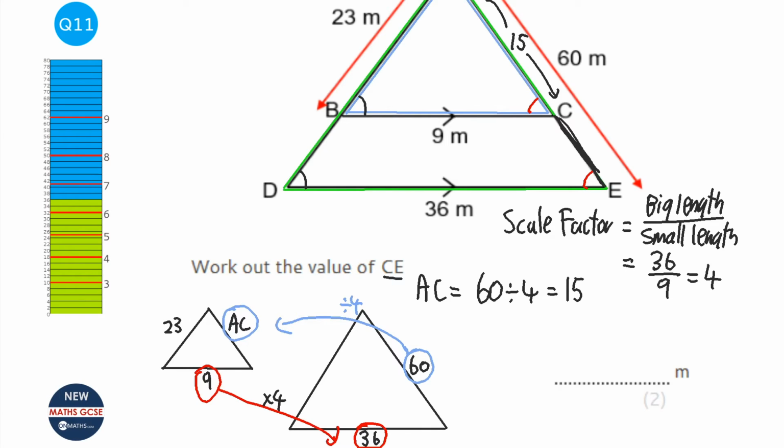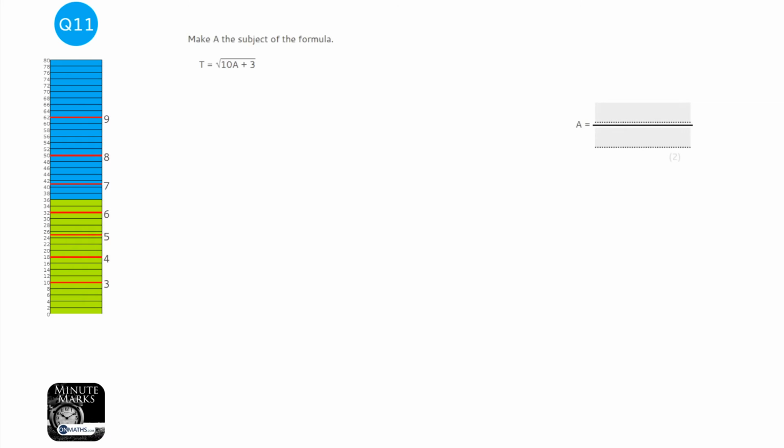But the total is 60, and we're looking for what's left over. So we're going to do CE equals the total 60, take away the bit we know that we don't want, and that's going to be 45. So the answer is 45. Okay, I'm just going to write this out to make it a bit bigger.